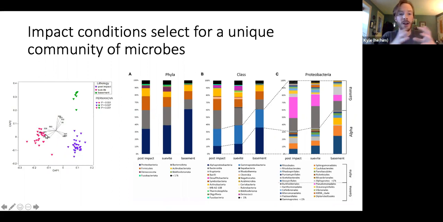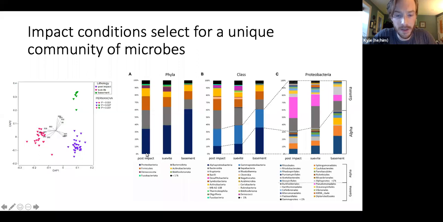And so because they saw these different samples clustering together, that was a good indication that these microbial communities do have a unique, different fingerprint of abundance of different organisms. And that's borne out looking at the specific species that they found. So each of these column graphs shows the percent abundance of different species. Each color is a different phyla, class, or order of bacteria.